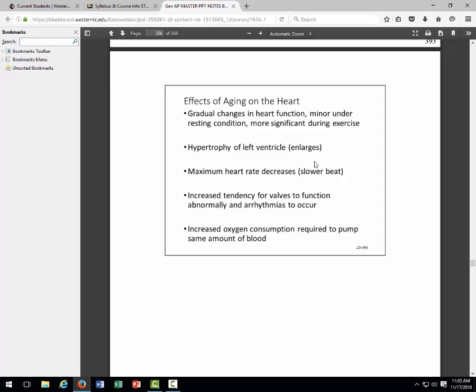So increased tendency for the valves to function abnormally, that definitely happens because those valves are working hard over a lifetime. A lot of people in their 80s, even healthy people, need to get a valve replaced because it's just not functioning like it should. So we use pig valves in some people, or we use artificial valves, mechanical valves.